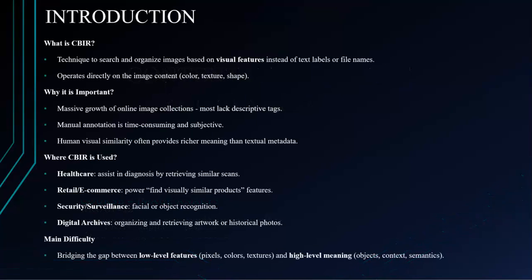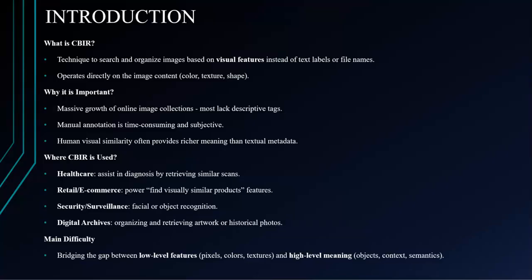Now let's start with the basics. What is CBIR? CBIR is a way to search and organize images based on their actual content, things like color, texture, or shape, rather than just relying on the file name or tags.